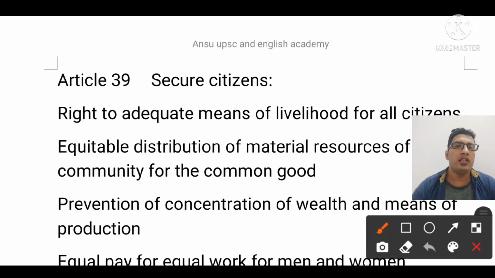And Article 39 is to secure for citizens the right to an adequate means of livelihood for all citizens.